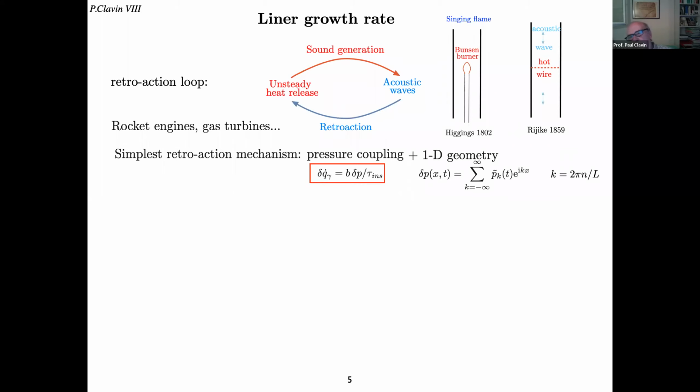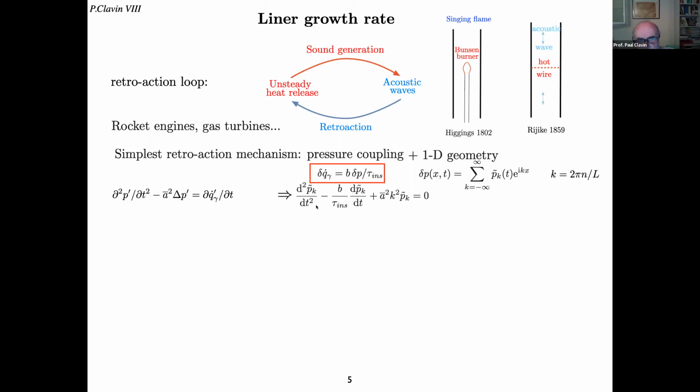Let's work, to begin with, in one-dimensional geometry in Fourier space. Every component, the Fourier component of the pressure, obeys according to this equation a second-order equation. This depends on the P tilde, which depends on the wave vector K, and depends only on T.